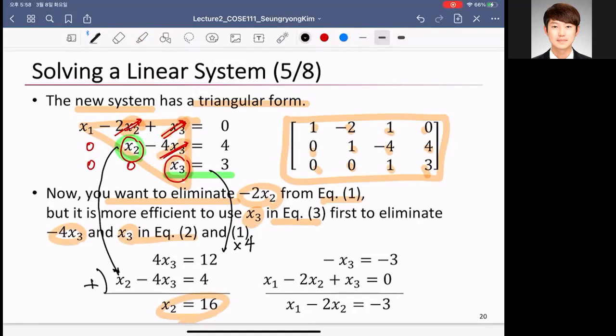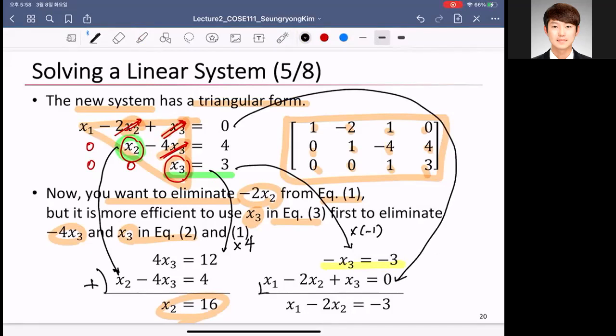So this one is coming from equation 2, and when we multiply the third equation by -1, it's going to be negative x3 is equal to -3, and the original equation 1 also looks like this. Then by adding these two equations, we achieve x1 minus 2x2 is equal to -3. This is the new equation 2. Right? New equation 2.